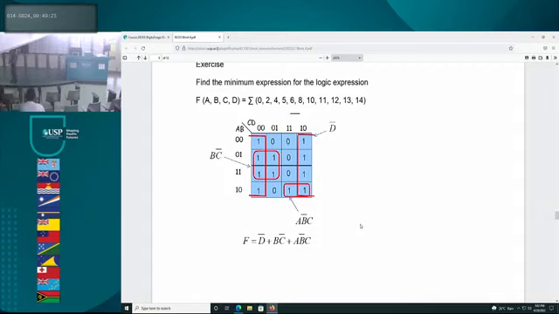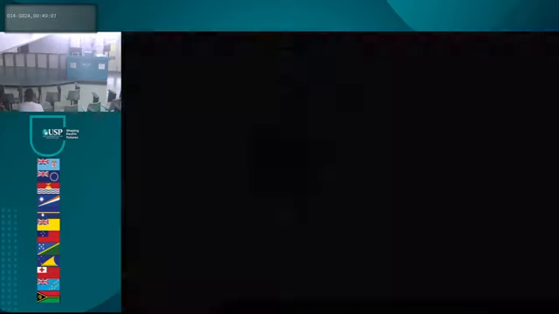So very good. Have a look at this unique one, where you've got 1, 1, 1, 1 on this edge, and 1, 1, 1 on this edge. What they've done is they've made a group of 8, but by wrapping it around, right? They made a group of 8. Okay. So that's one of the key criteria about Karnaugh maps. Okay, let me flip over to the document camera.